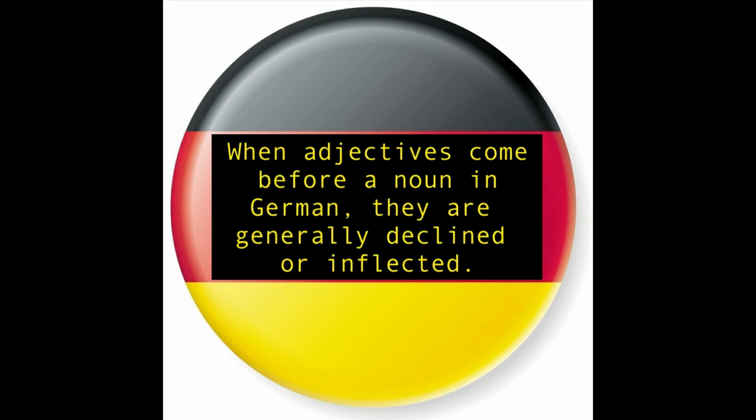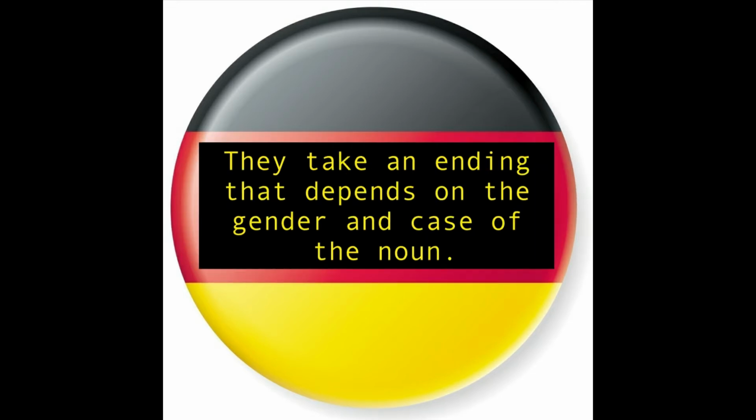Well, when an adjective comes before a noun in German, it is generally inflected or declined, which is a grammatical term which means that the ending changes. So there's an ending change when an adjective comes before a noun in German. And the ending that the adjective takes depends on the gender and the case of the noun. For the purposes of this lesson, we're going to be looking at nouns in the nominative case, which is the most common case. It's the first person in German.